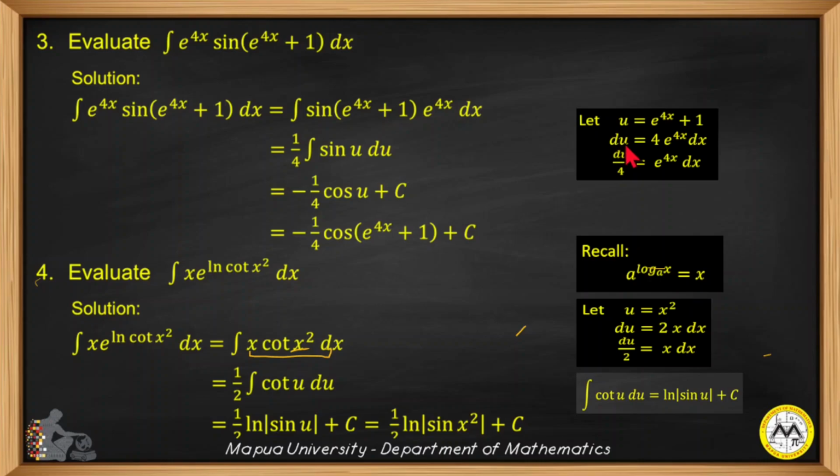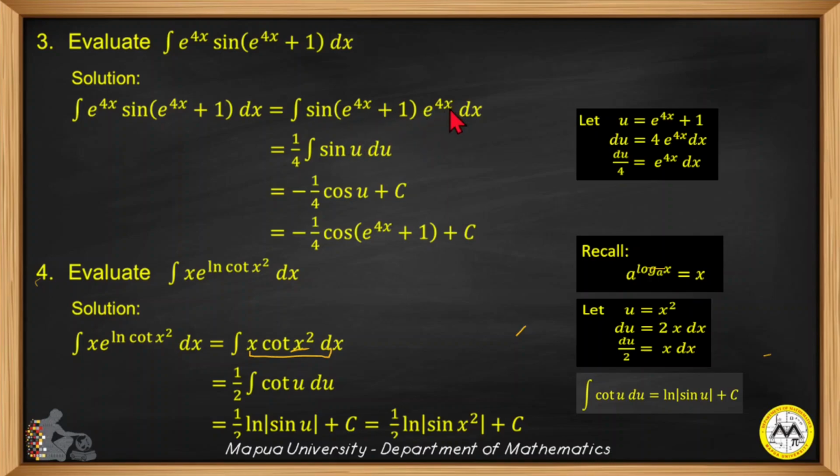And then getting the differentials of both sides. So du is the differential of e to the 4x, which is 4e to the 4x dx. Then the differential of 1 is 0. And then you compare this differential to the integrand, whether this is part of the integrand or not. So as you can see, e to the 4x dx is part of the integrand, but 4 is missing. So you have to remove this by dividing both sides by 4 to get e to the 4x dx is du over 4. And then by substitution, we can now replace this e to the 4x plus 1 by u.